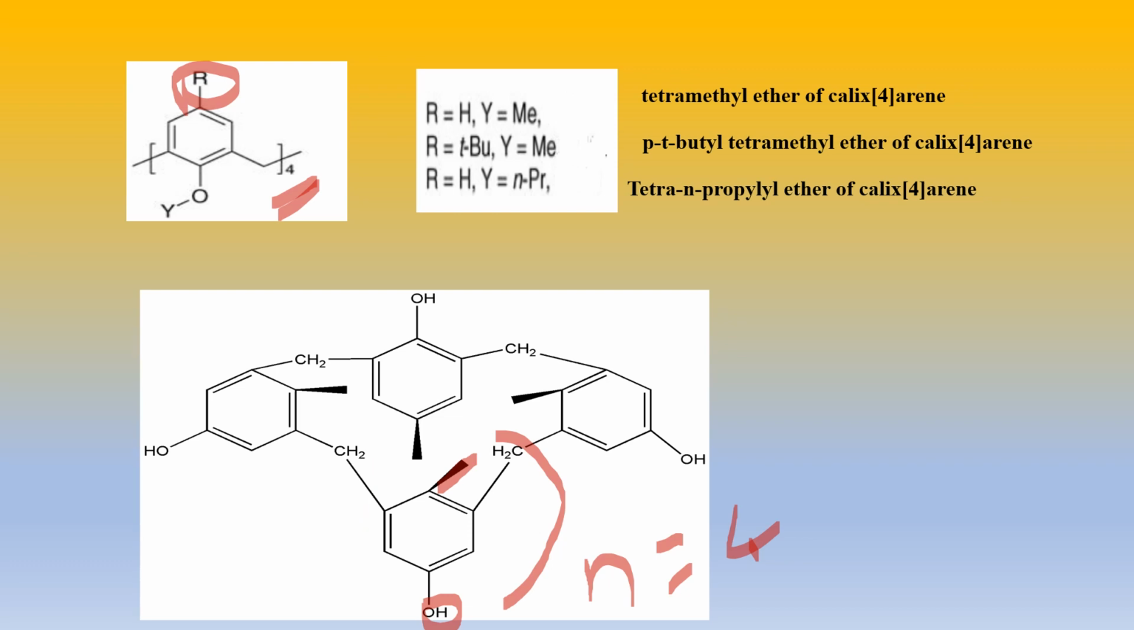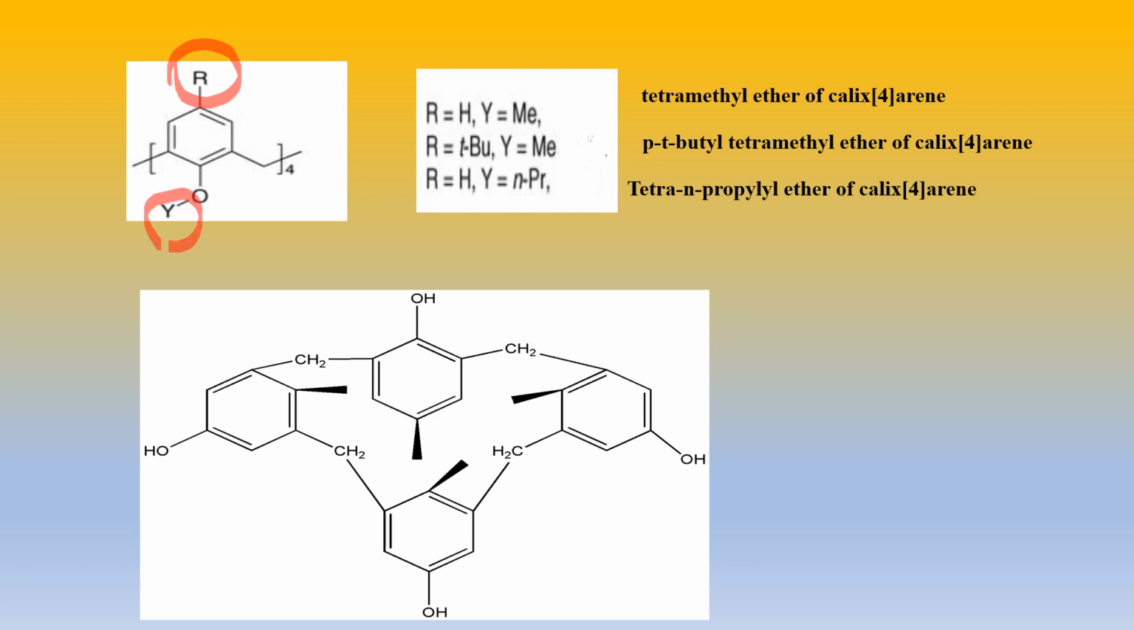Okay. So another important thing, some of the calixarenes which we use in our present study will be here: tetramethyl calixarene, in which R will be H and Y will be a methyl group, that is tetramethyl ether calixarenes. Here the 4 is used to mention the number of aromatic rings. If R is a tertiary butyl and Y is a methyl group, then it is para tertiary butyl tetramethyl ether calixarenes.